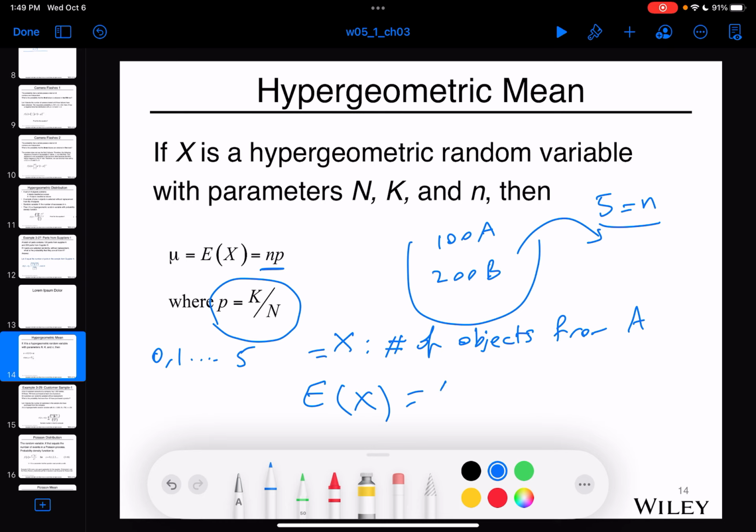So the average is going to be 5 times, because if we select more parts, X also increases, right? So if we select one part from this urn, what's the expected value of X in that case? It's 1 divided by 3, right? Because that's the chance of getting one piece from A. If we select 5 pieces, it's going to be 5 times 1 divided by 3, right? And that's this equation, that's NP.